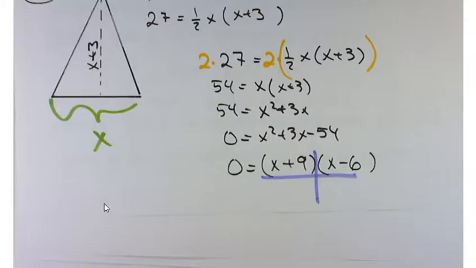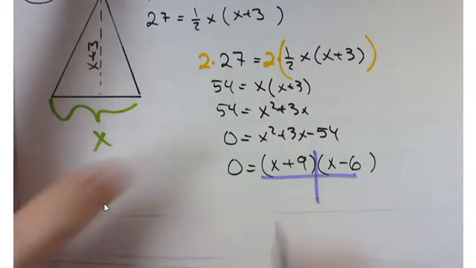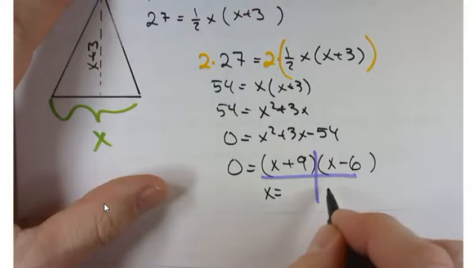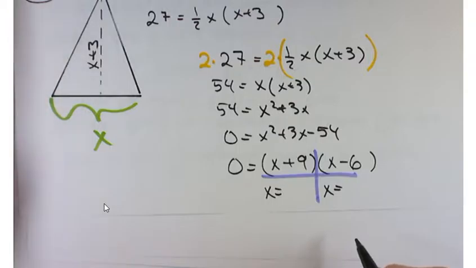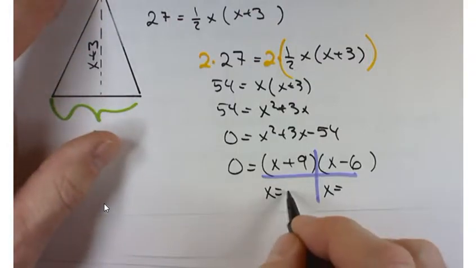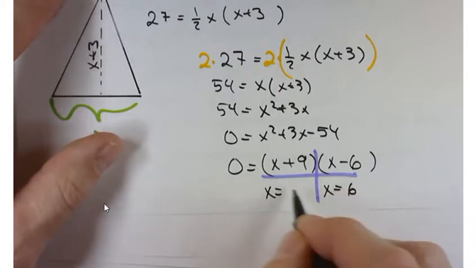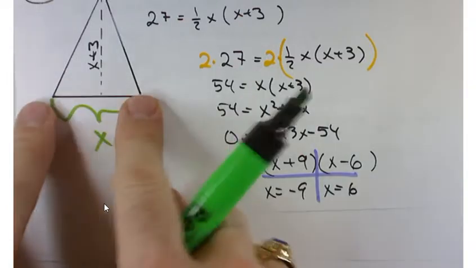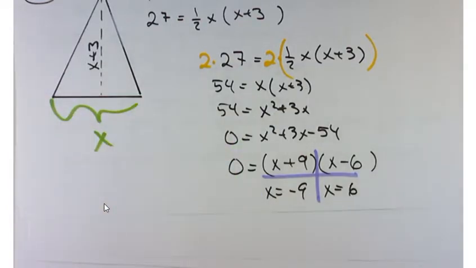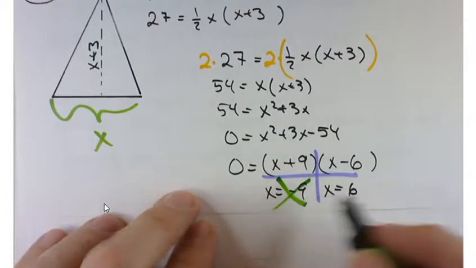Roy, can you read off my solutions here? Or my possible solutions? Ed, some help? Good. X is 6 or X is negative 9. Does it make sense that the length of your shuffleboard court is negative 9 feet? No. So we can throw that one out.